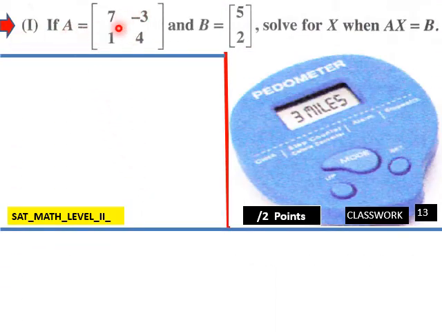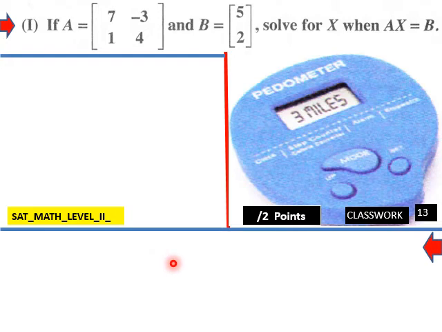So if A equals this matrix, 7, -3, 1, and 4, and B equals this column matrix, 5 over 2, solve for x when AX equals B. We're trying to find something that, when you multiply it by A, gives us B. So matrix multiply both sides on the left by the inverse of A. The inverse of A times AX will equal the inverse of A times B. This yields X equals the inverse of A times B.